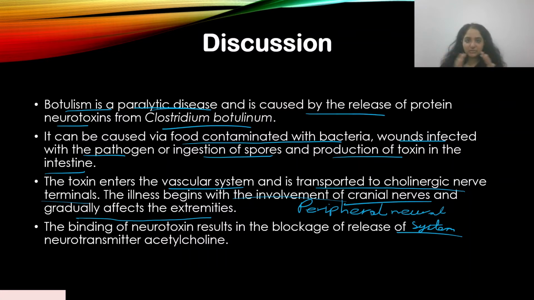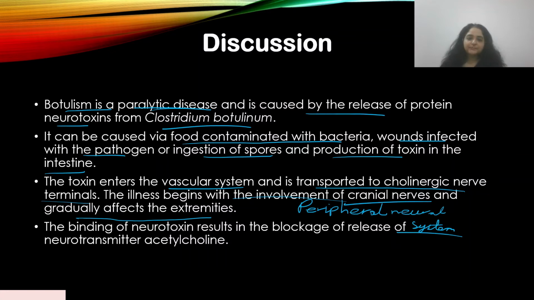So the neurotoxin blocks the release of acetylcholine, which then of course affects the neurotransmission from one neuron to another neuron. Obviously we know that. But it does not affect the central nervous system. That is what I want to specifically say. The cranial nerve obviously forms a part of the peripheral nervous system, not the central nervous system. The central nervous system is the brain and the spinal cord.